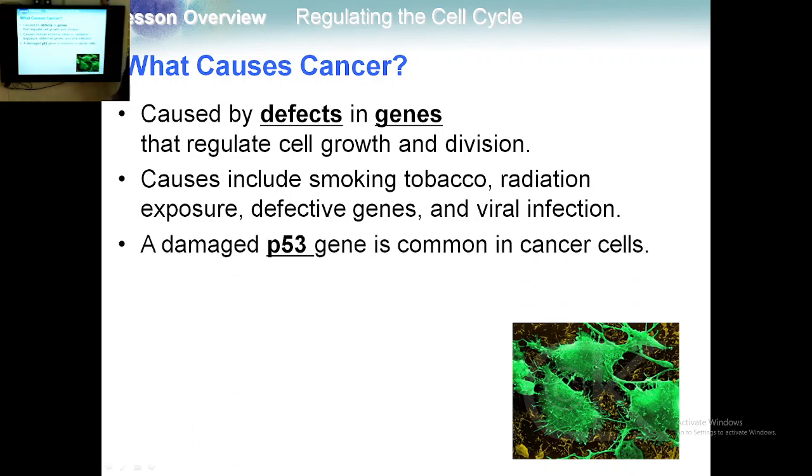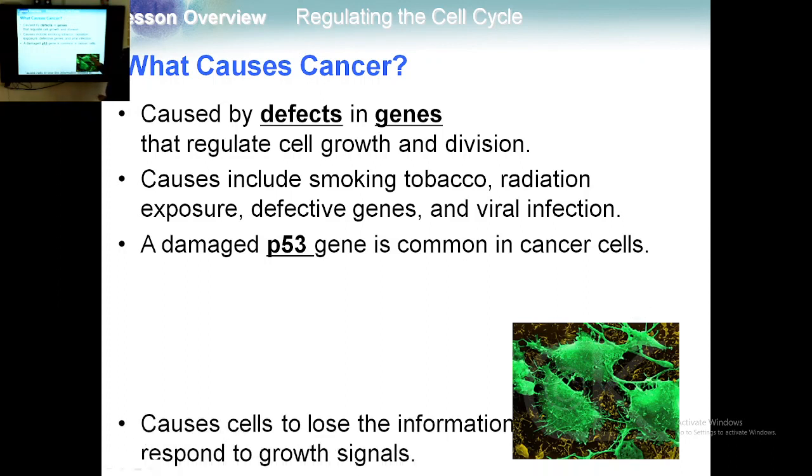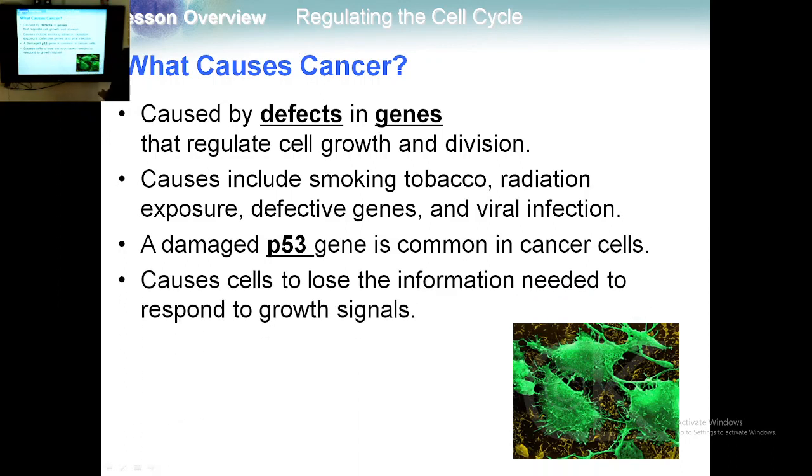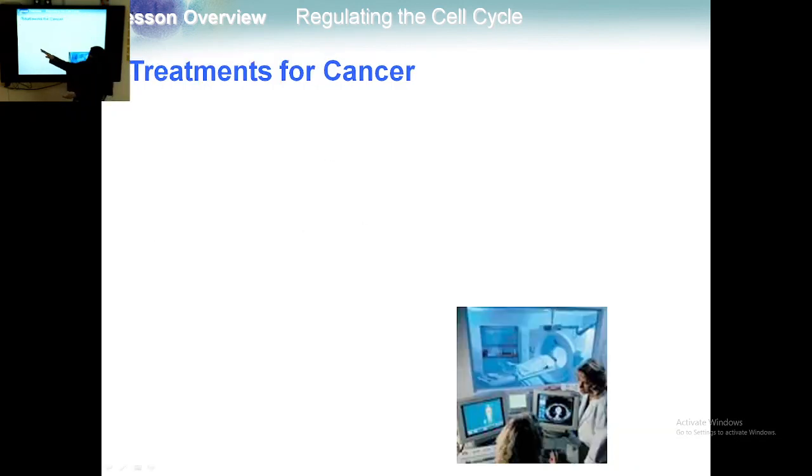Also, a damaged P53 gene is common in cancerous cells. So if you want to check whether a person has cancerous cells, we will check this P53 gene, which, if it's damaged, will cause cancerous cells to develop. It also causes cells to lose the information needed to respond to growth signals. As we know, there are growth signals like growth hormones which initiate growth. So the cancerous cells will stop responding to these growth signals.